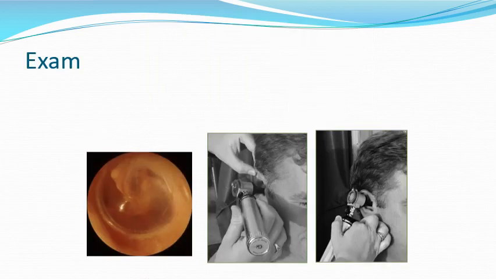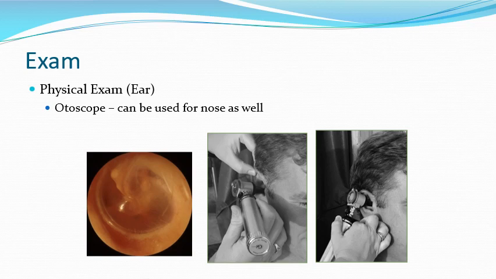Then for the ear, you're going to use the otoscope for that. And the otoscope can be used for the nose as well. And here you have a picture of what you should see in the inner ear with the otoscope. And they're showing you two different techniques for utilizing it. So basically two different ways you could hold it with your hands.